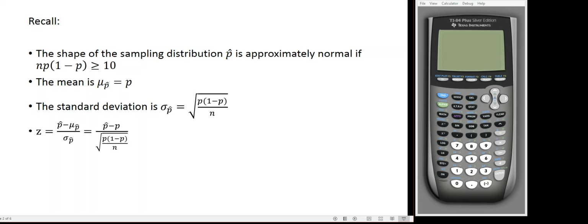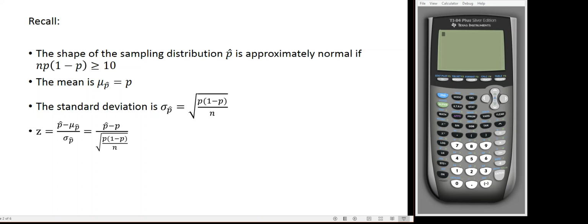The other thing that we need to remember is the mean, mu sub p hat, is just p, and the standard deviation, sigma sub p hat, is the square root of p times 1 minus p over n.